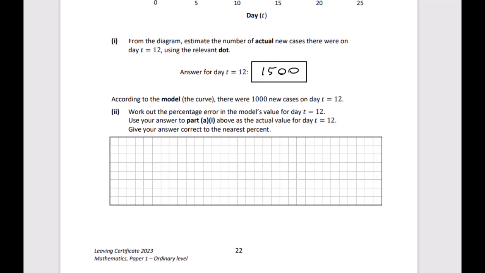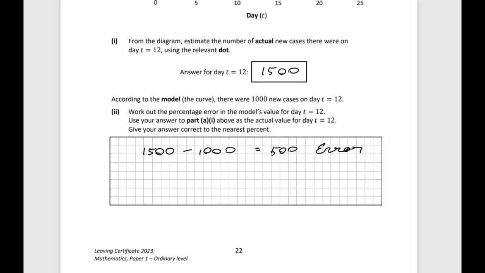Next question. According to the model, that is the curve, there were 1,000 new cases on day t is equal to 12. So this is from the model. The model is saying that there were 1,000 new cases. Work out the percentage error in the model's value for day t is equal to 12. Use your answer to part A1 above as the actual value for day t is equal to 12. Okay, so the actual value was 1500. We want to subtract 1,000 to give us our error, which is 500. So this is our error.